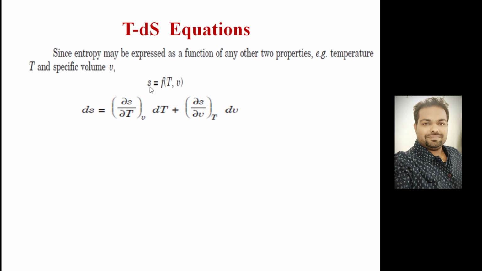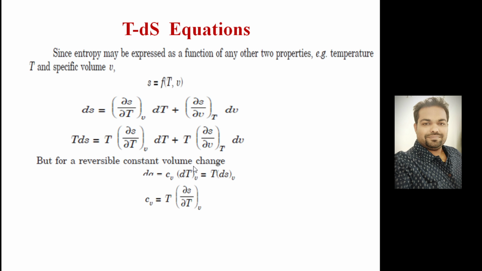So we can say dS, the differential, can be written as (∂S/∂T) at constant V dT plus (∂S/∂V) at constant T dV. This is the one equation that you have written. Now TdS: you multiply throughout by T, right? In this equation you can write it in this way.